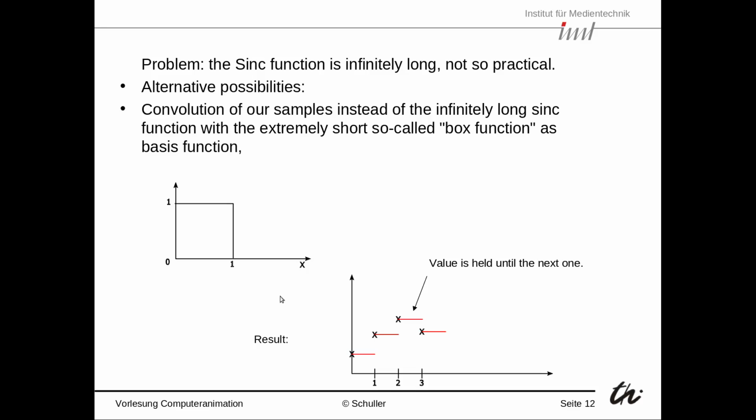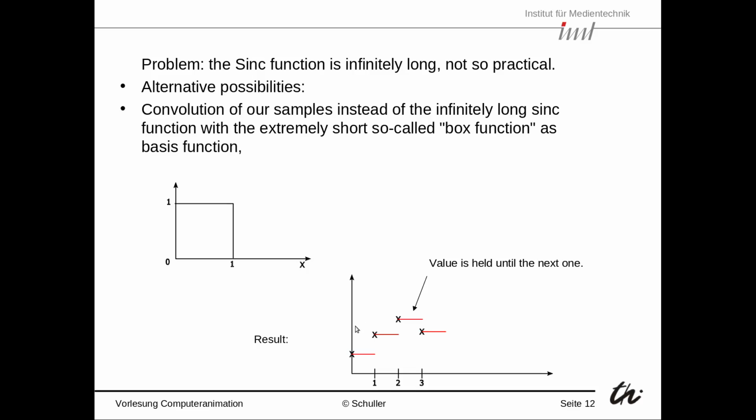Yeah, so great so far, but the problem is the sinc function is infinitely long, which makes it impractical, right? It's too complex to compute with many control points. That's why we are looking for alternatives, and a very, very simple alternative is the convolution of our samples instead of the infinitely long sinc function with the extremely short so-called box function as a basis function, which you can see here. So here's the x-axis, and this is just constant 1 in the first interval between 0 and 1, and then it's 0 for the rest.